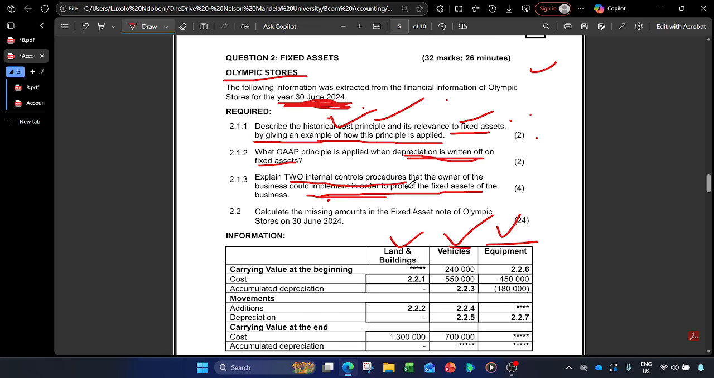So this question right here says explain these two internal control procedures that the business may implement to protect their fixed assets. Remember, guys, let me explain what internal control procedures are.